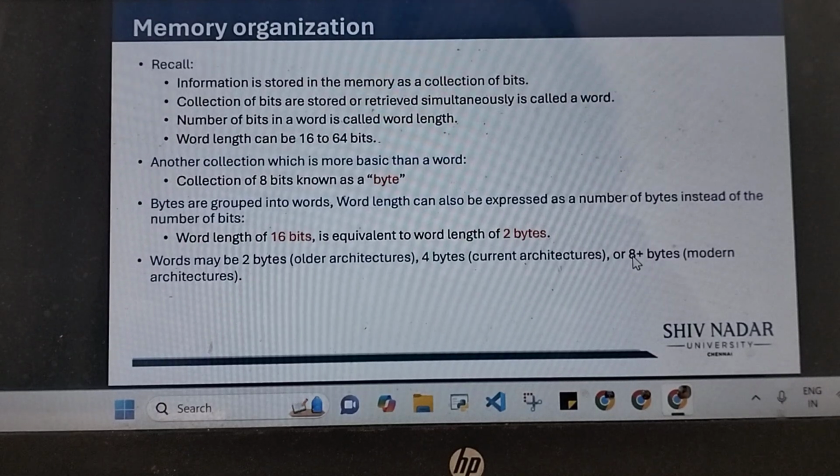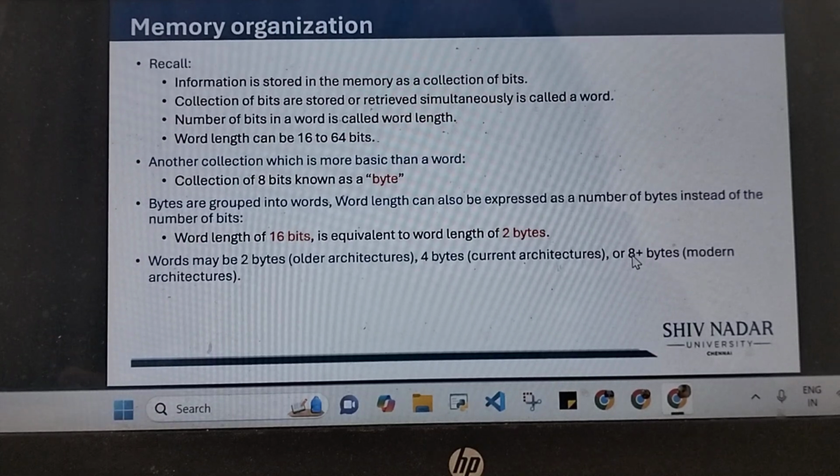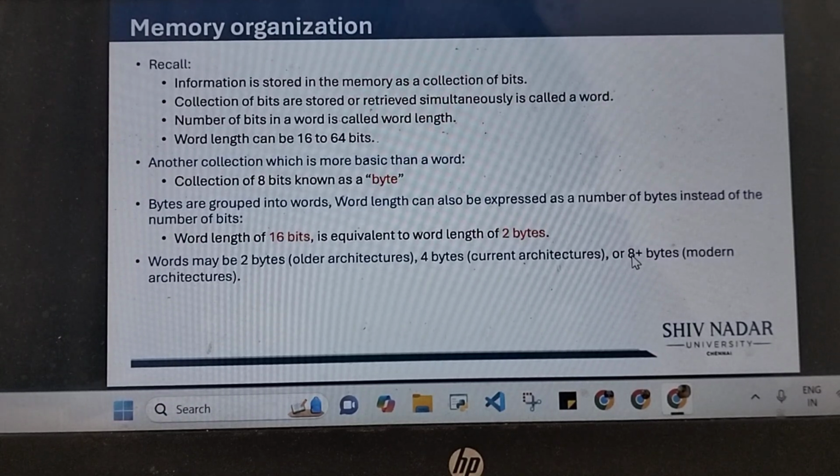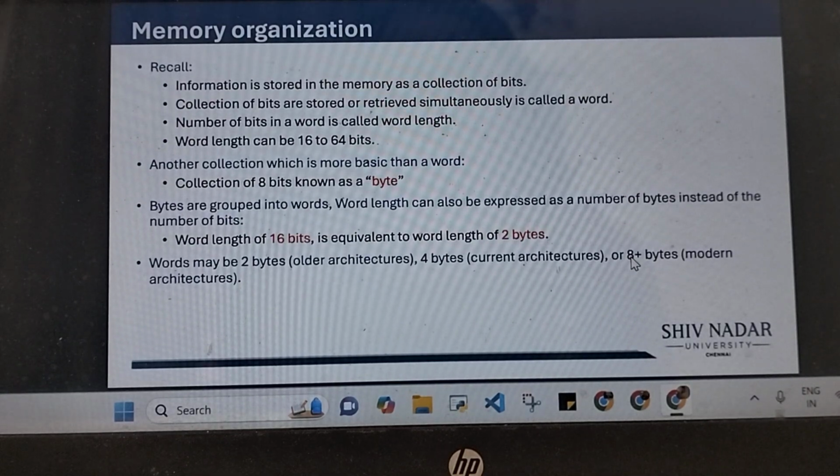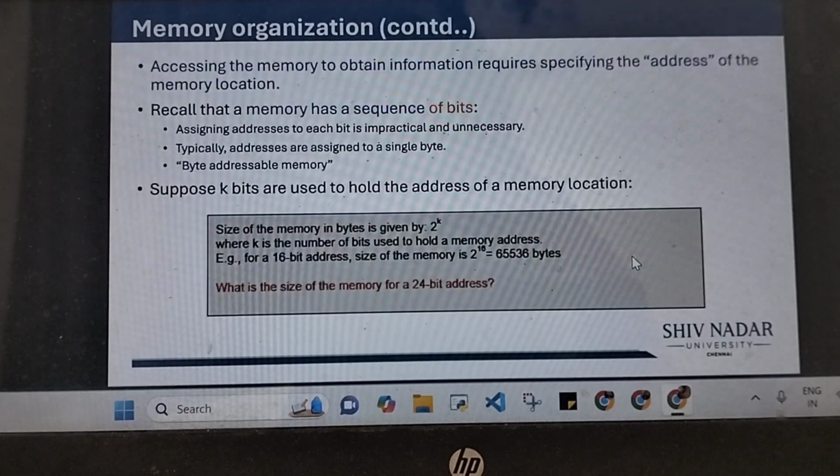And word is generally the standard length of a unit of memory when we are talking at the CPU register level. So any data transfer that happens between registers and memory or vice versa generally happens in terms of words. So you transfer one word at a time or two words at a time, and not one bit or one byte. So that's some terminology.